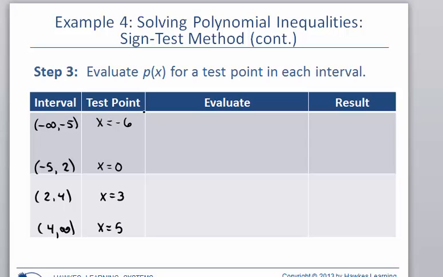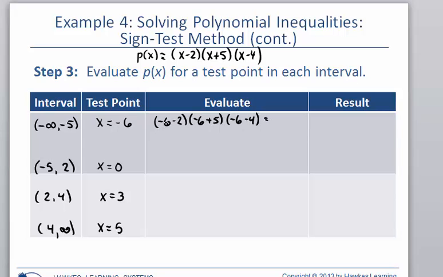Okay, now you're going to evaluate your polynomial function at those numbers. So remember that our p of x is x minus 2, x plus 5, and x minus 4. So what we're going to do is take our test point and plug it in for each of those x's. So for the negative 6, I'm going to do negative 6 minus 2, negative 6 plus 5, negative 6 minus 4.